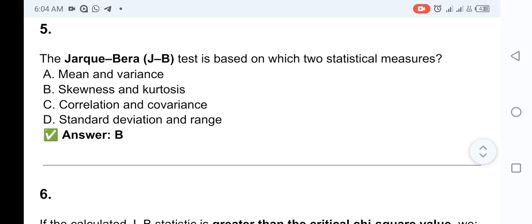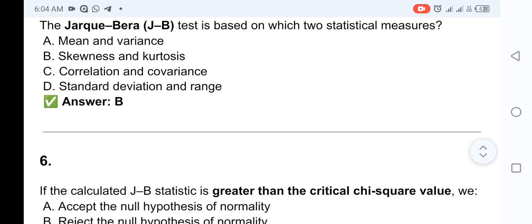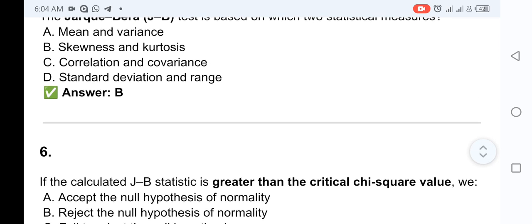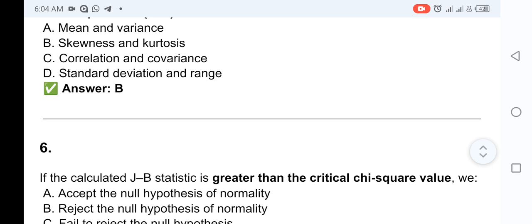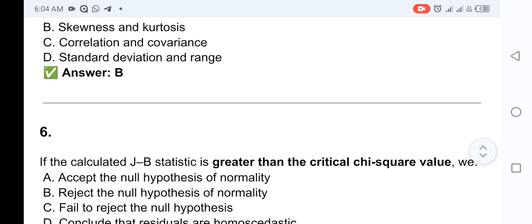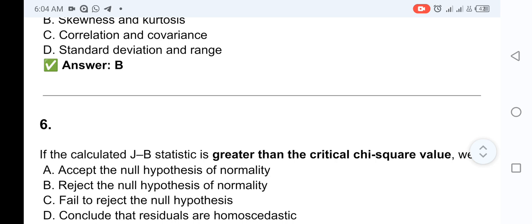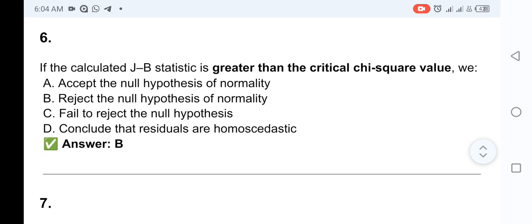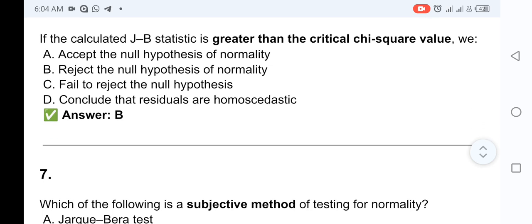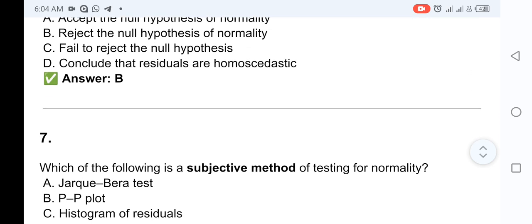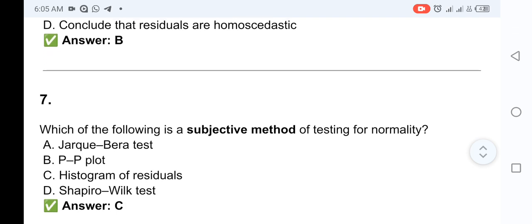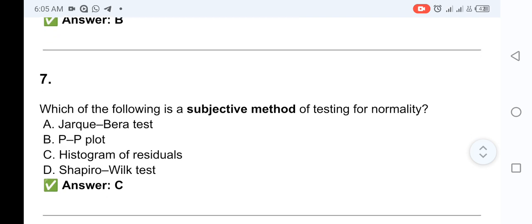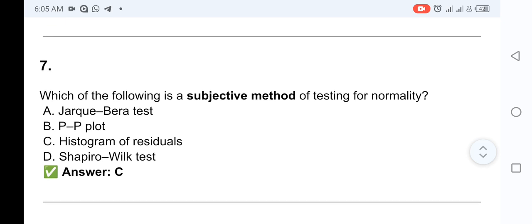Answer B. 6. If the calculated JB statistic is greater than the critical chi-square value, we: A. Accept the null hypothesis of normality. B. Reject the null hypothesis of normality. C. Fail to reject the null hypothesis. D. Conclude that residuals are homoscedastic. Answer B. 7. Which of the following is a subjective method of testing for normality? A. Jarque-Bera test. B. PP plot. C. Histogram of residuals. D. Shapiro-Wilk test. Answer C.